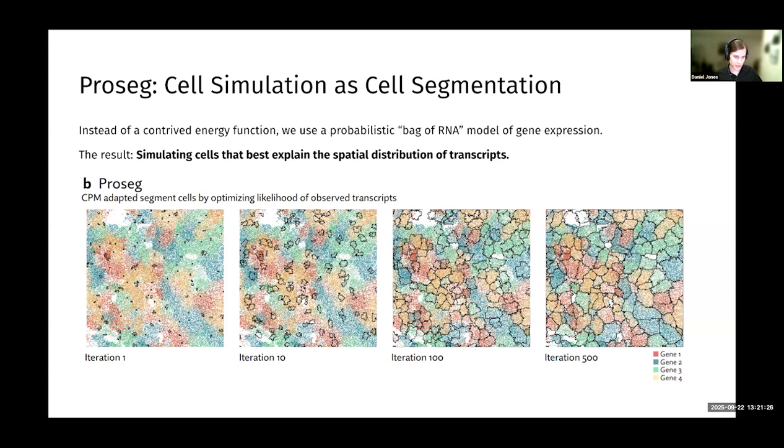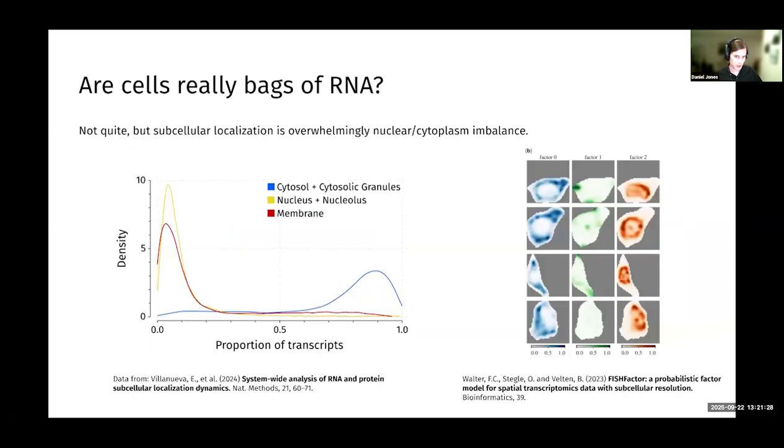So that's really the basic idea. Then the obvious question is: are cells really bags of RNA? Which I think is maybe a slightly controversial assertion, but I think they're mostly bags of RNA, is kind of my claim. Of course, RNA localization is a thing, but I think most genes are not highly localized, and most cell types are not highly localized.